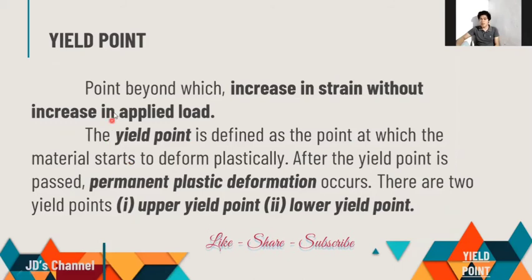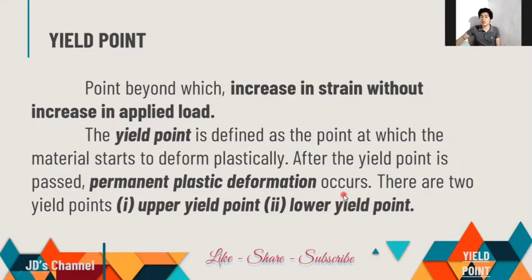By definition, the yield point is the point beyond which strain increases without an increase in applied load. It is the point at which the material starts to deform plastically. In the first two, the proportional and elastic limits, there is elastic deformation. From the yield point up to the ultimate stress and the rupture stress, the material deforms plastically. After the yield point is passed, permanent plastic deformation occurs. There are two yield points, the upper and lower yield point, but we will not focus on that, class.